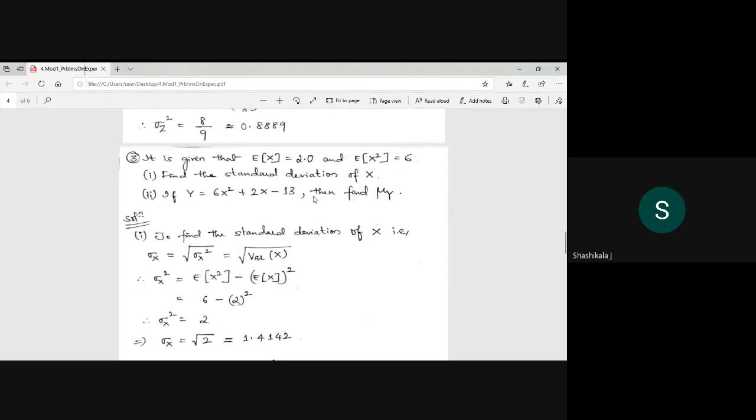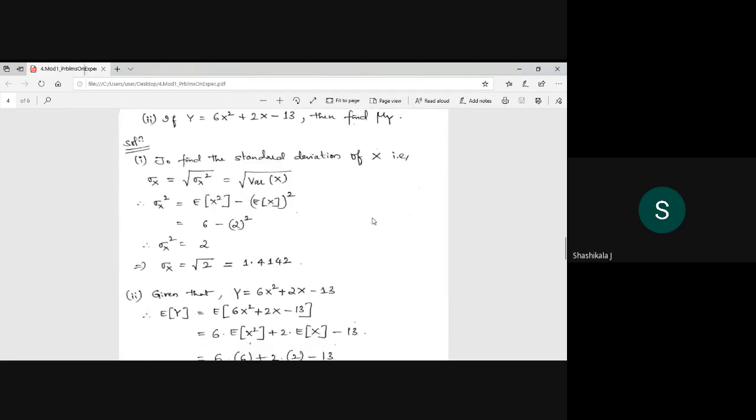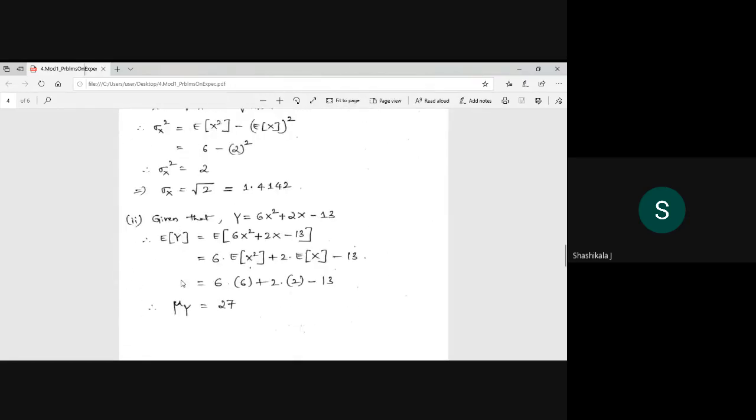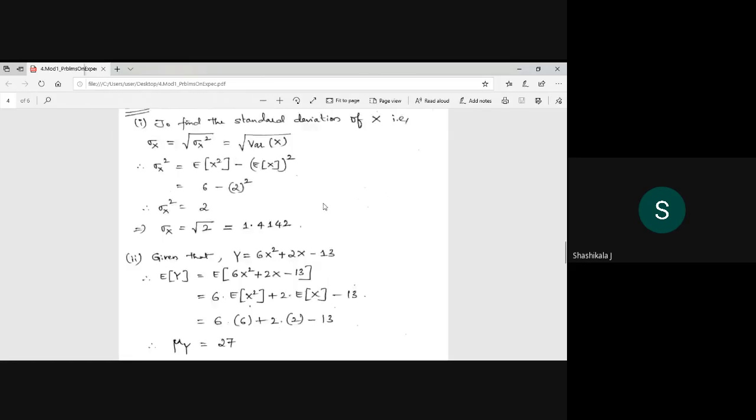Then here the expression of y is given, find mu y. You have to apply the expectation operator to the whole expression, separate out the terms, and all the values are given, and you have to do this.